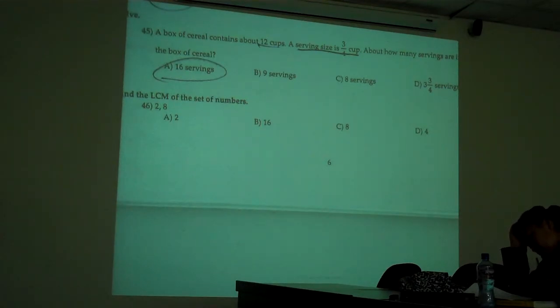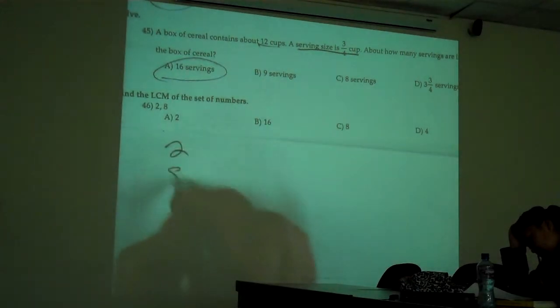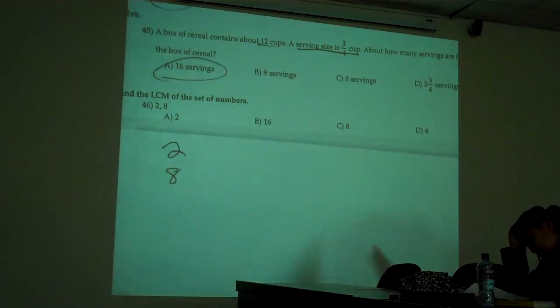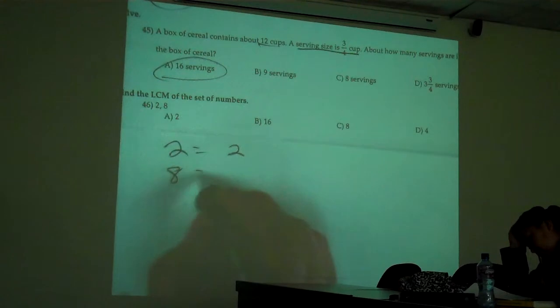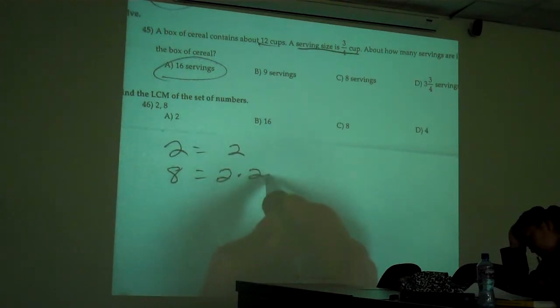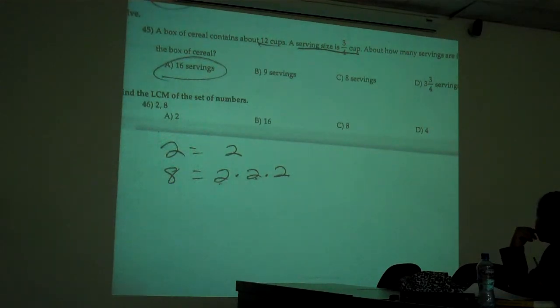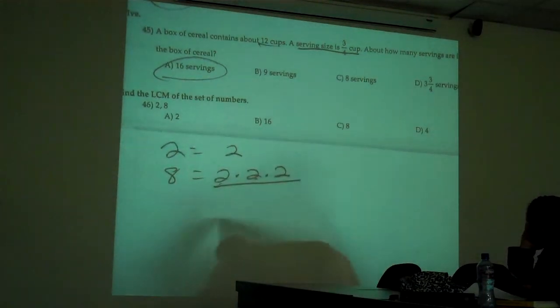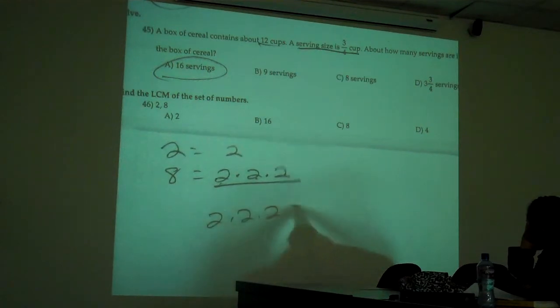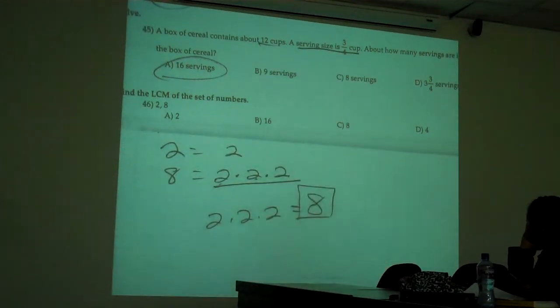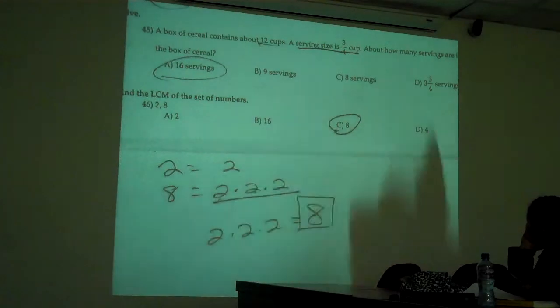Find the least common multiple of the set of numbers, 2 and 8. Okay? 2 is just 2, 8 is 2 times 2 times 2, or 4 times 2. If you have big numbers, this makes it easier. This one you could have probably done in your head. You need the most amount of 2's, which is 2 times 2 times 2, which is 8. Okay, so that one's 8.